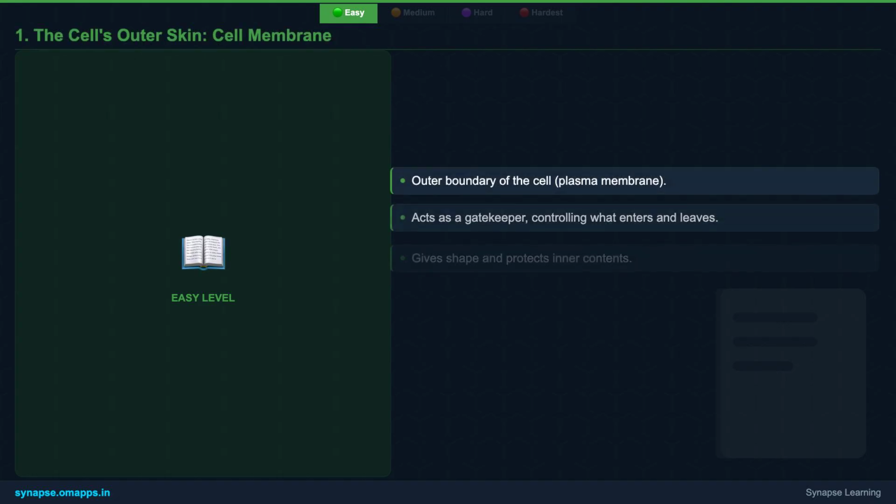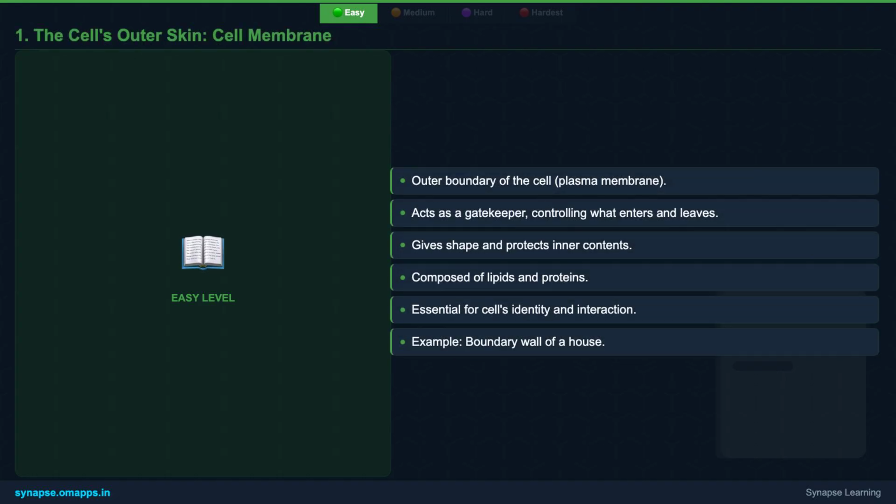Every cell, whether it's from a plant, animal, or bacteria, has an outer boundary called the cell membrane. Think of it as the cell's protective skin or a gatekeeper, carefully controlling what goes in and out. It maintains the cell's shape and keeps everything inside safe. Without this vital boundary, the cell wouldn't be able to maintain its unique identity or internal environment. It's the first line of defense and communication for the cell, constantly interacting with its surroundings to ensure survival.